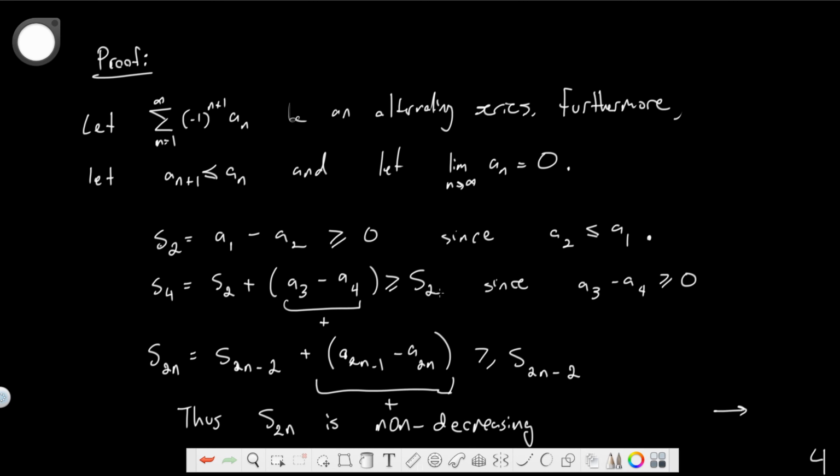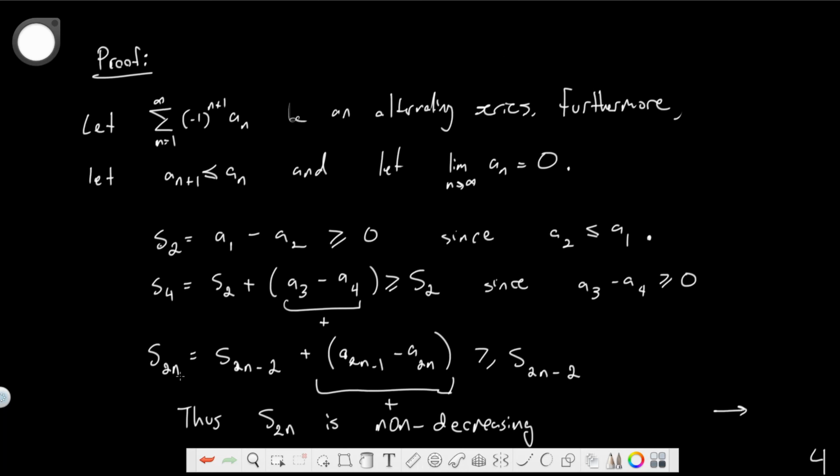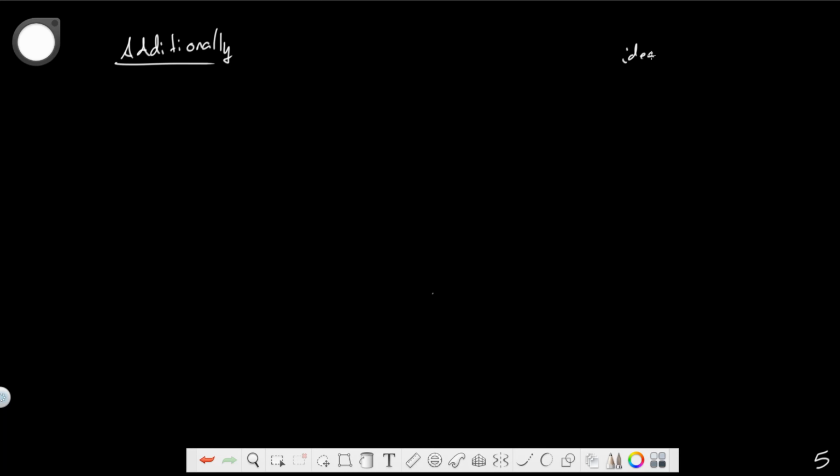Let's jump back to that page, this picture proof. I think it's obvious that S sub 2, S sub 4, S sub 6, this is always less than S sub 1, which is equal to a sub 1. I believe that S sub 2n is always less than or equal to a sub 1. If we can show that this is true, then we've shown that this thing is bounded.